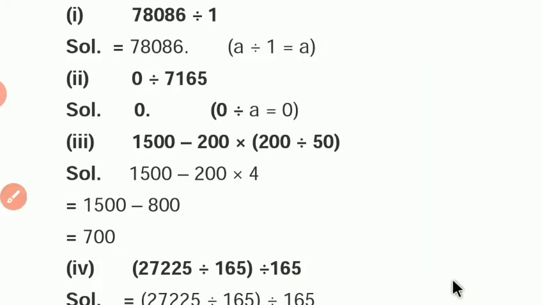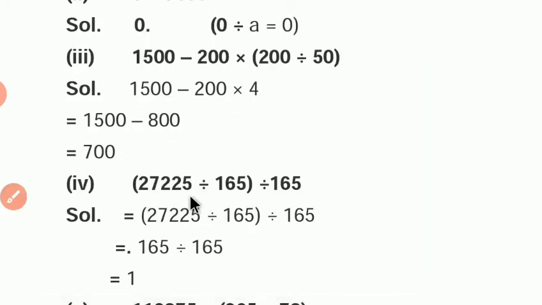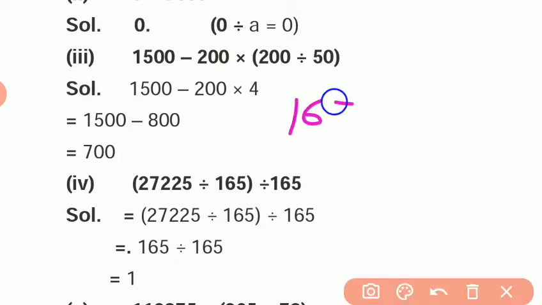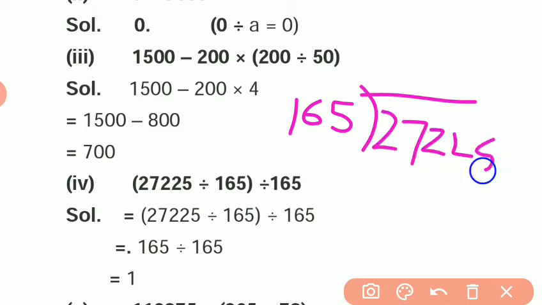Now fourth one, 27,225 divided by (165 divided by 165). So first we will solve the bracket. First we will divide 27,225 by 165, and if we divide this number by 165, we will get the answer as 165. By the division process you have to find the answer like this. You have to divide 27,225 by 165, and you will get the answer as 165 only.